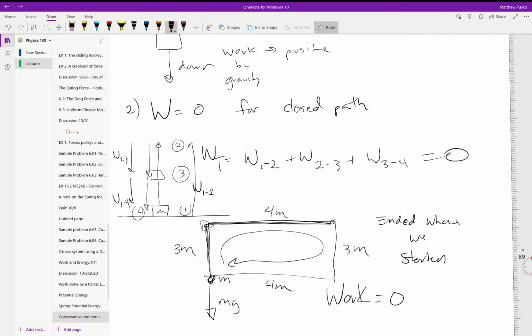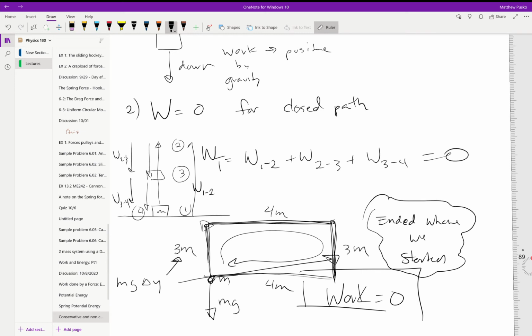Gravity did positive work bringing it back down here. And we did no work over here. So the only work done was the mg delta y for the positive 3 meters and the negative 3 meters. And then those both canceled out. We get a total work equal to 0. So if you end up where you start, that's called a closed path. And the work along a closed path is equal to 0. And that works only for conservative forces.